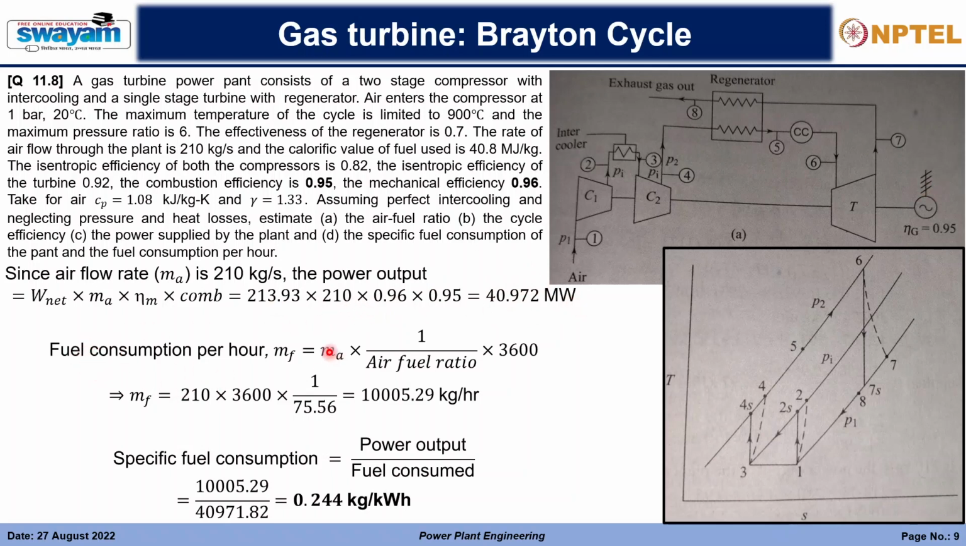Then the fuel consumption per hour is given by this particular formula, MA divided by air fuel ratio into 3600 to convert it into hours, and we will get this particular value of fuel consumption per hour. And specific fuel consumption is fuel consumed divided by power output. So dividing it, we will get it in terms of kg per kilowatt hour. So this was the problem that we had related to the Brayton cycle.